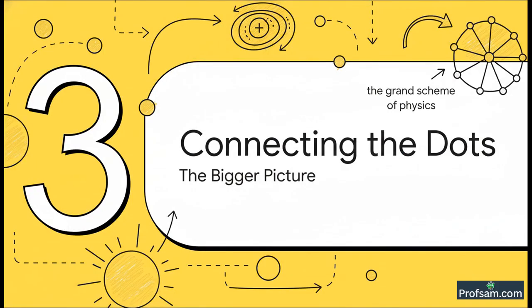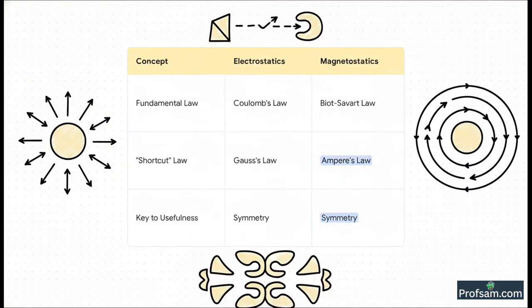So, let's just zoom out for a moment and connect the dots. Let's see the bigger picture of where Ampere's law actually fits into the grand story of physics. And this table just makes that connection so clear. Look at the beautiful pattern. In electrostatics, your fundamental law was Coulomb's law, and your shortcut for symmetric cases was Gauss's law. Now in magnetostatics, your fundamental law is Biot-Savart, and your shortcut for symmetric cases is Ampere's law. And what is the key to using both of these powerful shortcuts? It's the same thing, symmetry. This is a wonderful way to remember the whole idea.